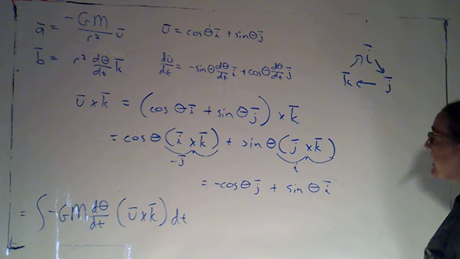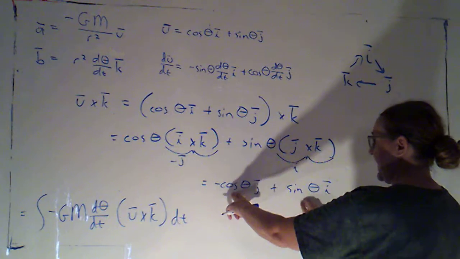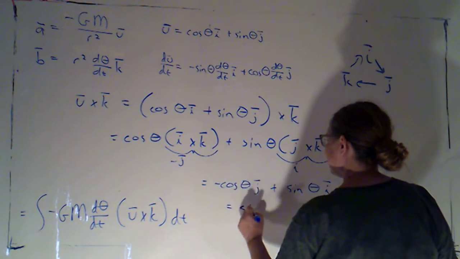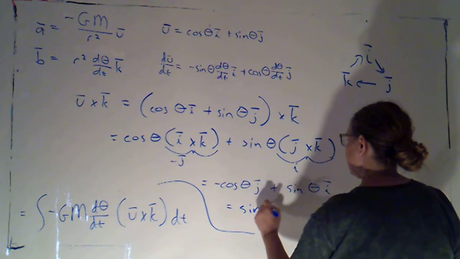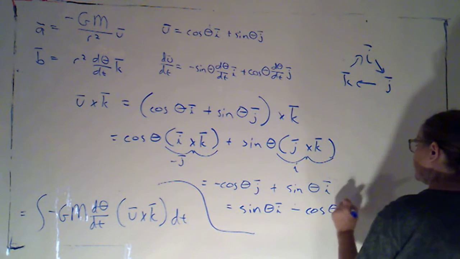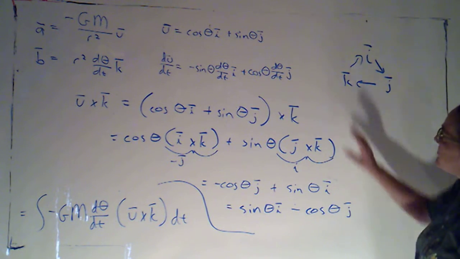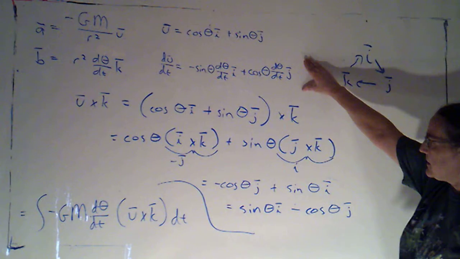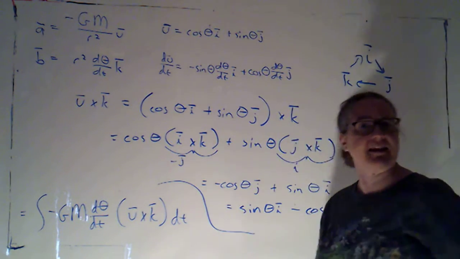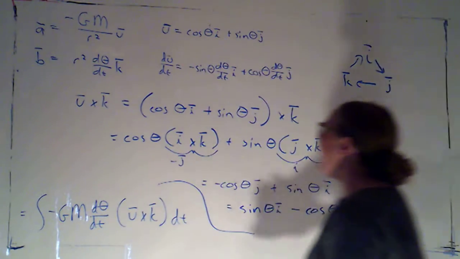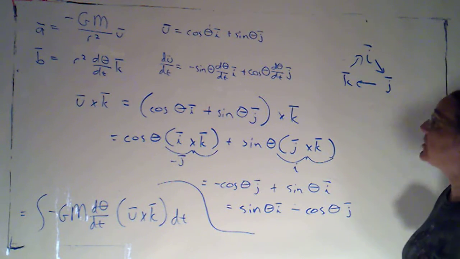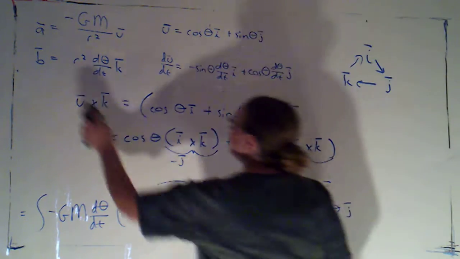Okay, now I'm going to just rewrite that. Usually we write the i's first and then the j's. So that's sine theta times i minus cosine of theta times j. Now notice, not ready to point that out yet. Never mind. Don't notice anything yet. Okay, so I'm going to just plug that in for my u crossed with k in here.